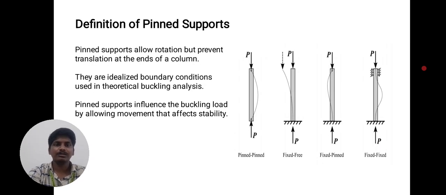Definition of pinned supports. Pinned supports allow rotation but prevent translation at the ends of a column. They are idealized boundary conditions used in theoretical buckling analysis. Pinned supports influence the buckling load by allowing movement that affects stability.